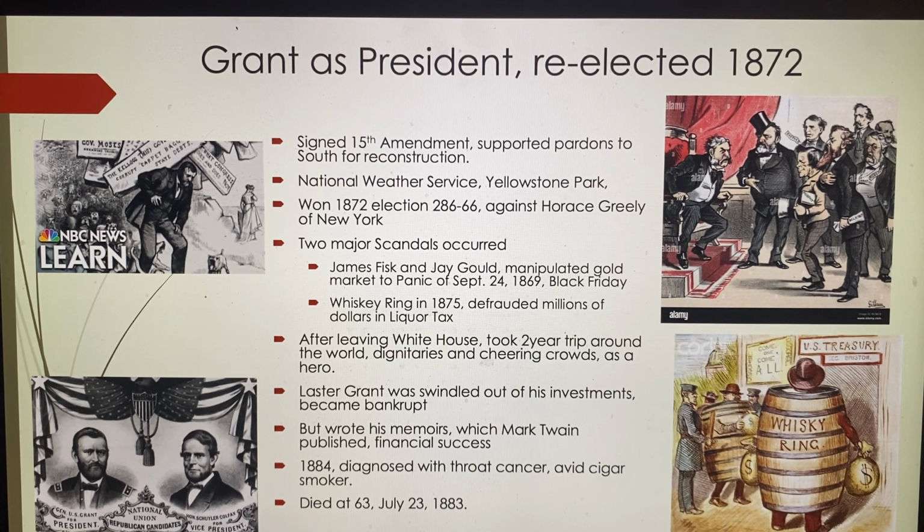So Grant did sign the 15th Amendment and supported pardons for the South. So he did both. He signed the 15th Amendment. He was for reconstructing the South and helping the freedmen. And he also was for pardoning the South for Reconstruction. He wanted basically the Union to be united.